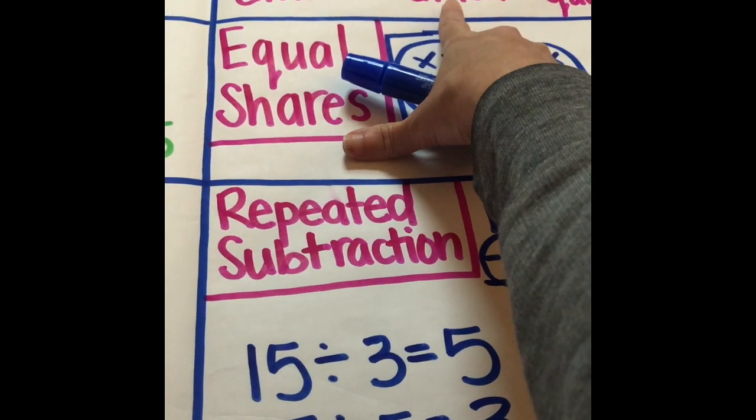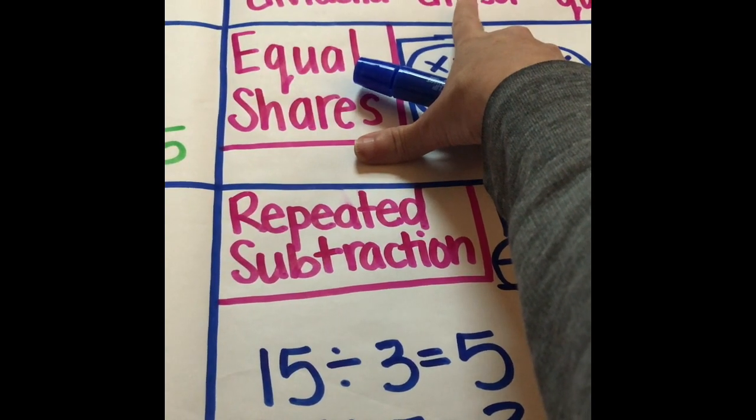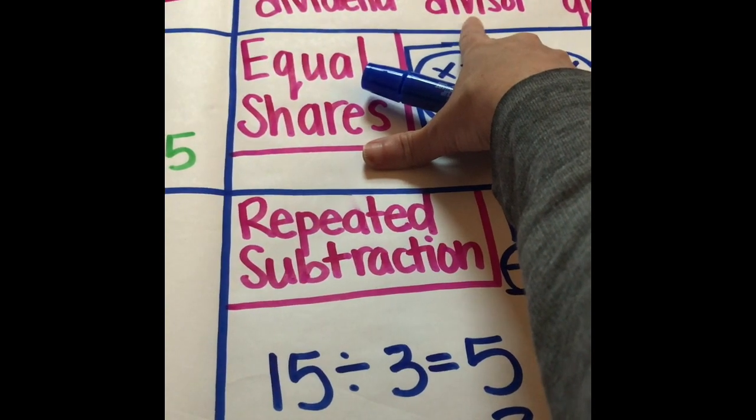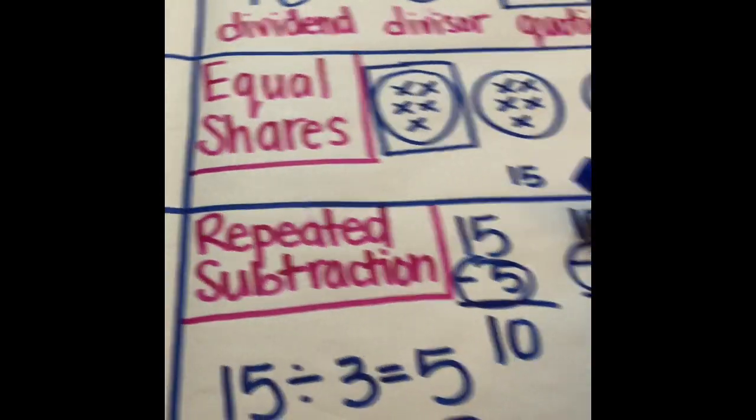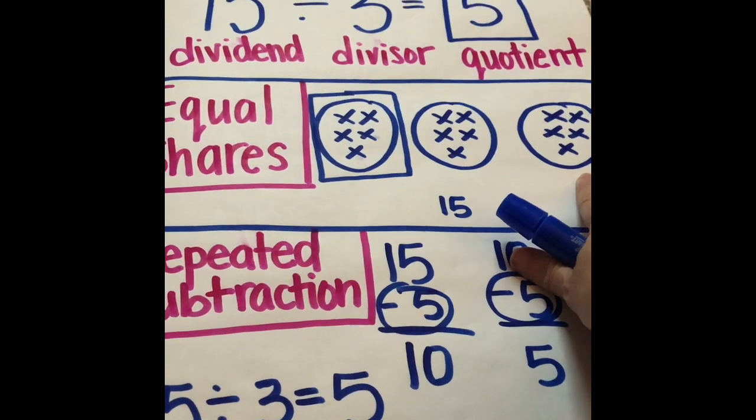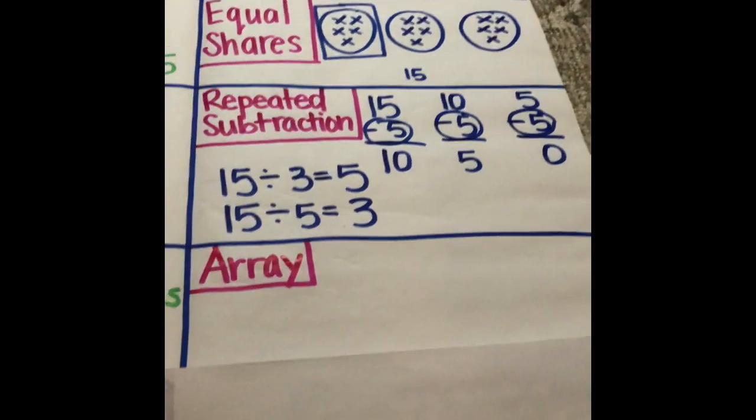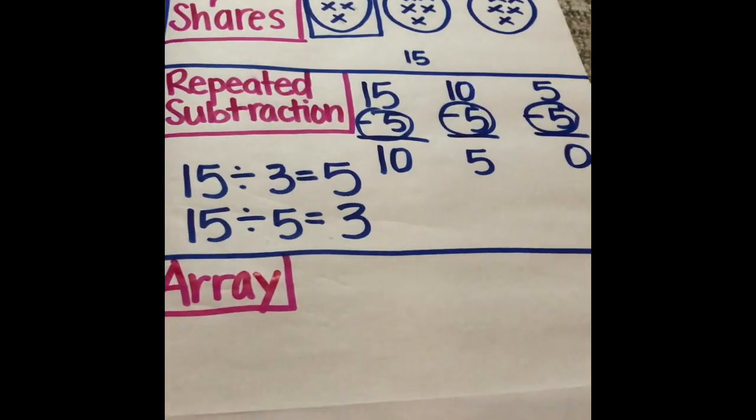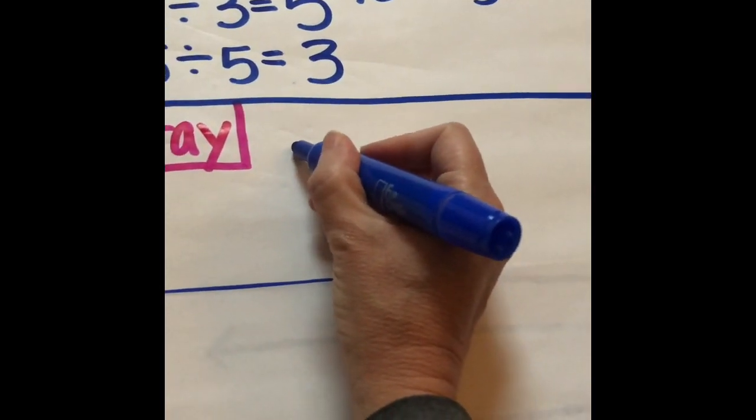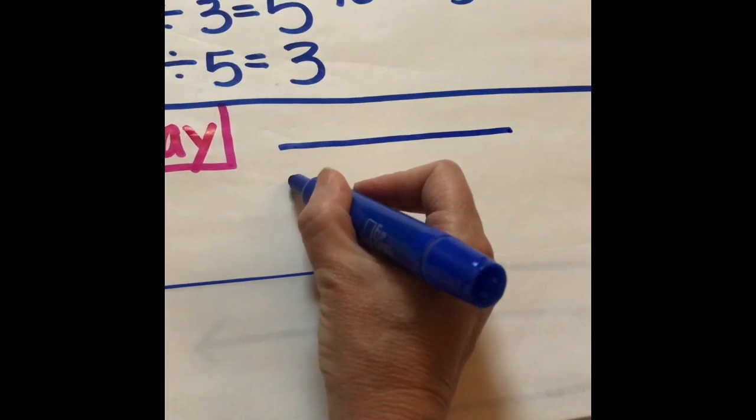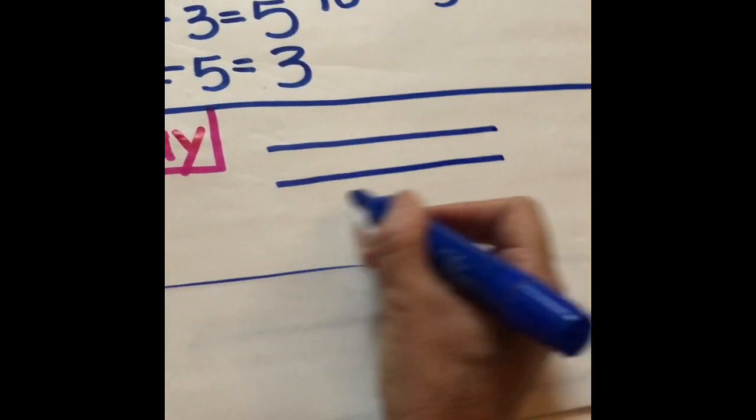So if you remember when we did equal shares, we knew that since our divisor was 3, we were going to be sharing 3 equal shares. So we had to draw 3 equal circles. We're going to do that same idea for array. So since our divisor is 3, I'm going to draw 3 rows, and I'm going to do that the same exact way that I've been doing that with my 3 horizontal lines.